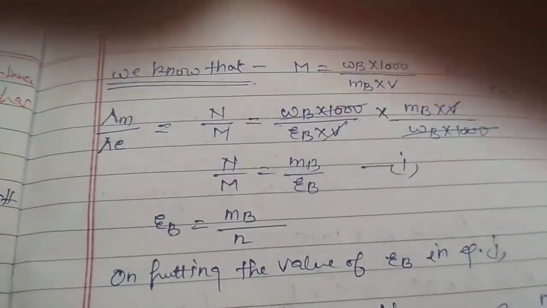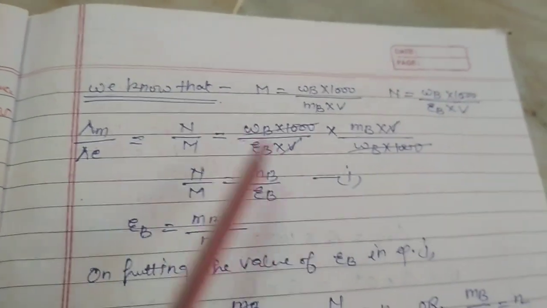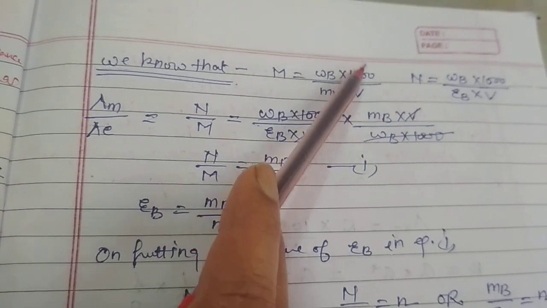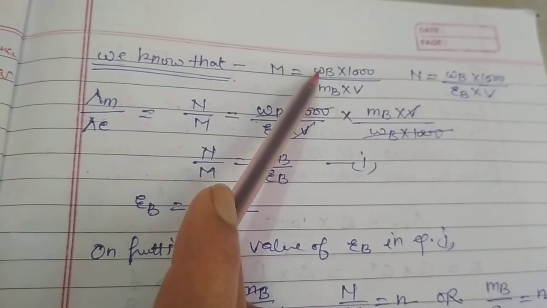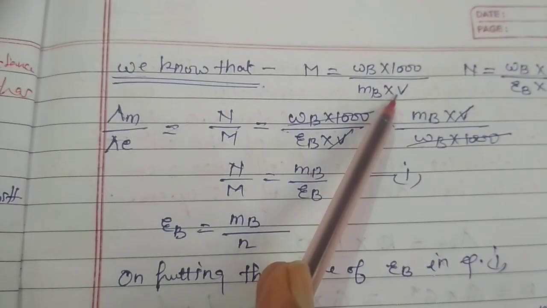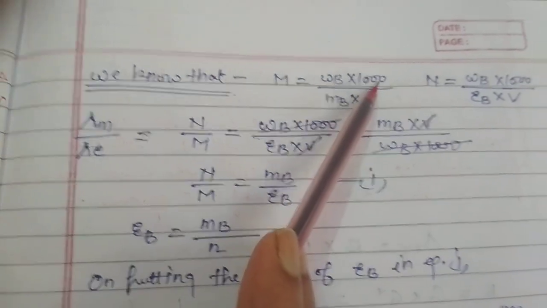Now let's revise how to calculate this relationship. We know that molarity is equal to WB upon MB into 1000 upon V, means mass of solute, molar mass of solute, volume of solution in liter. If it is in ml, we have to convert it into liter.